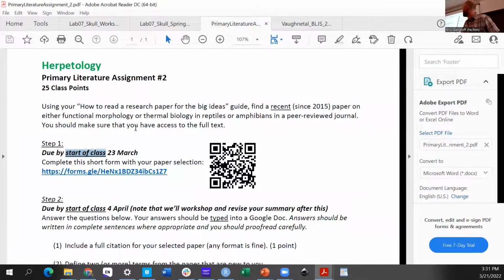And I want you to pick out a paper that's either on functional morphology or thermal biology. So those are the two topics du jour that we're going to focus on. It can be loosely related to those topics, that's okay. The important thing to me is that it's a recent research paper that is a full research paper, not just an observation or something. Does that answer your question?